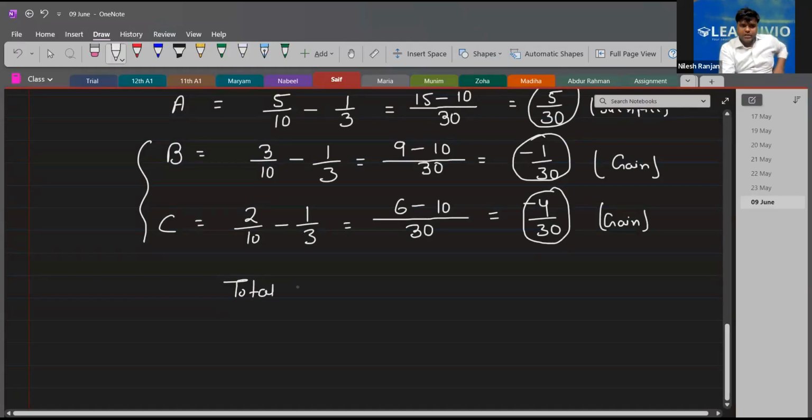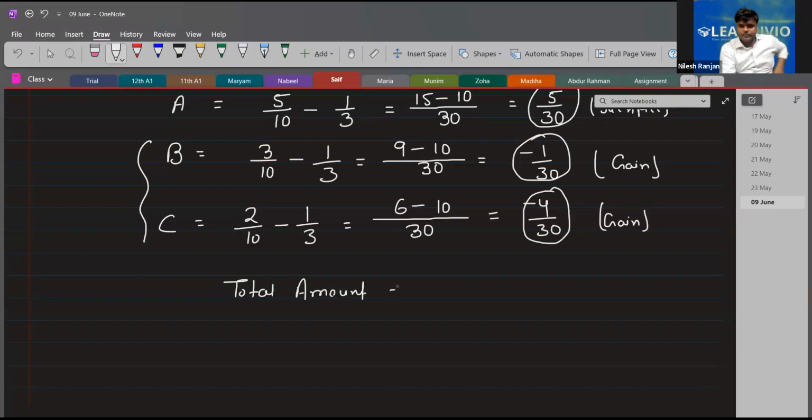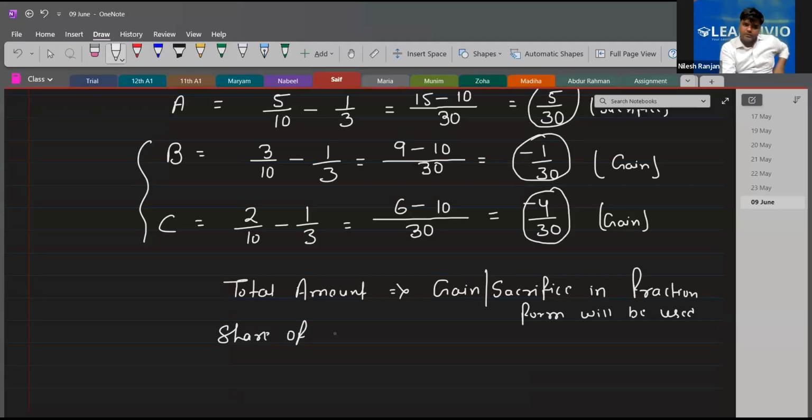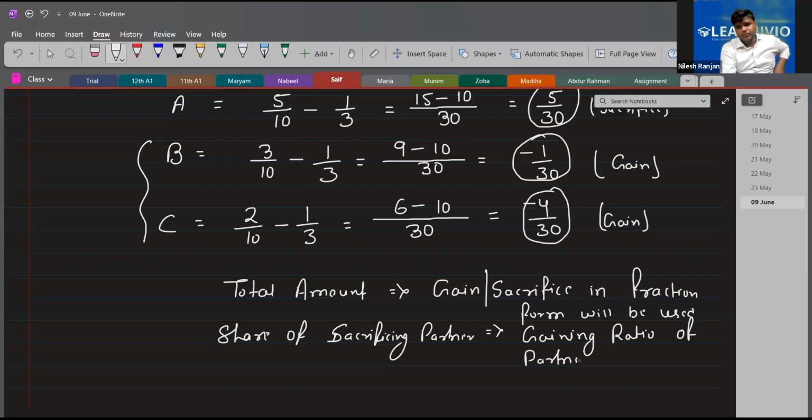So for total amount, gain or sacrifice in fraction form will be used. For share of A, share of sacrificing partner, gaining ratio of partners will be used.